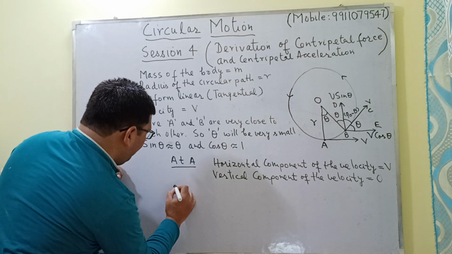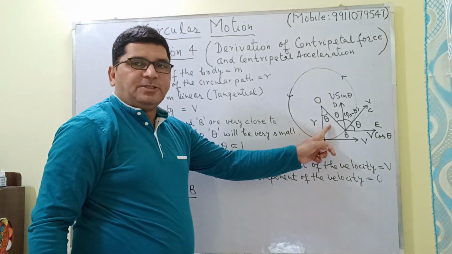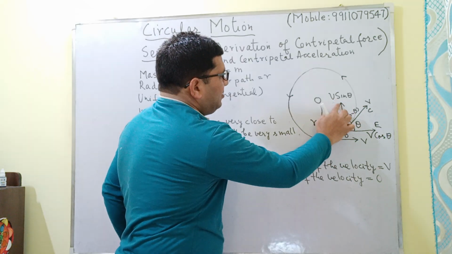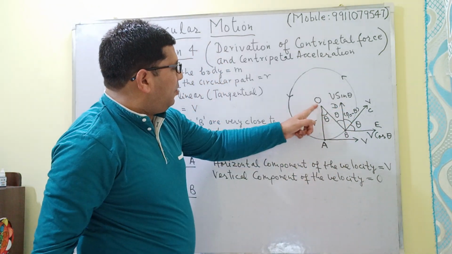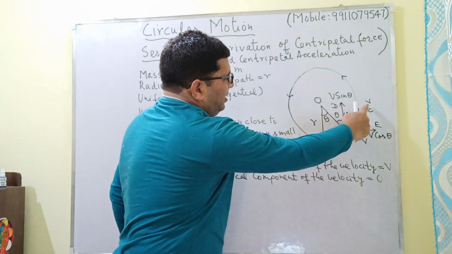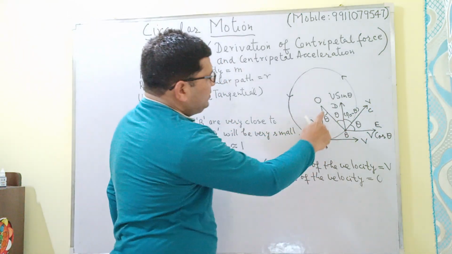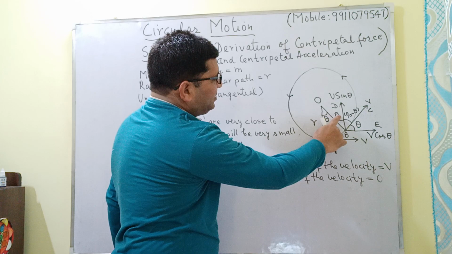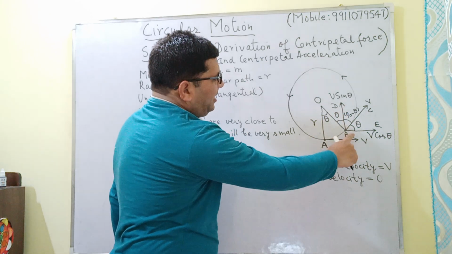Now at the point B, since this angle is theta, this angle that I have already marked, that is OBD, will also be equal to theta. Now this v is the tangential velocity, therefore this angle OBC is equal to 90 degrees. If this is 90 degrees and this is theta, then this will be equal to 90 minus theta.